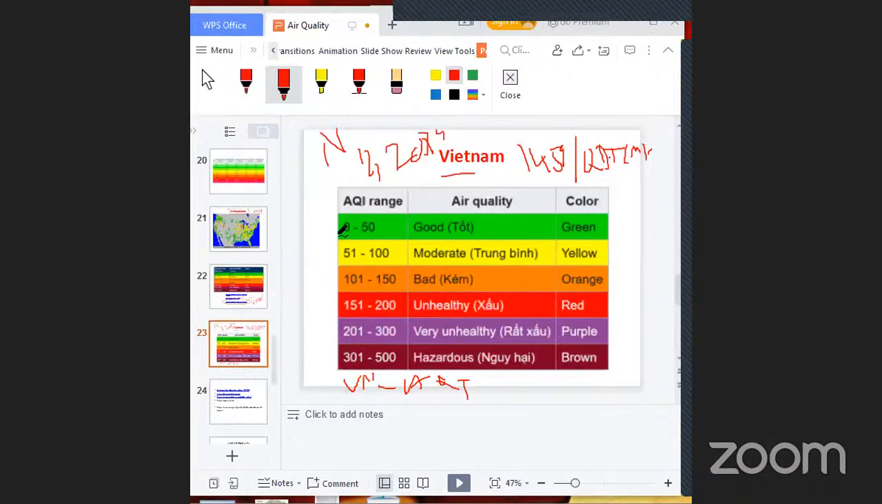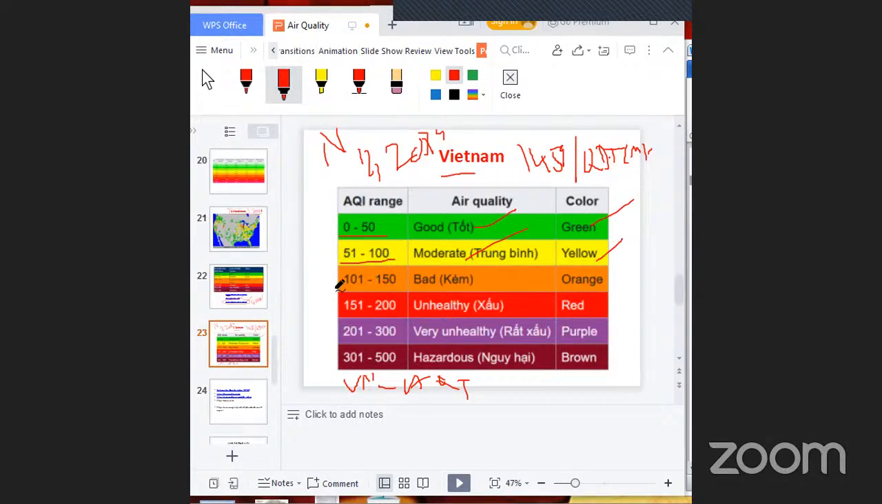You see this, 0 to 50 is good, the color indicated is green, and 51 to 100 is moderate, the color indicated is yellow. 101 to 150 is bad, the color indicated is orange, and 151 to 200 is unhealthy, the color indicates red. 201 to 300 is very unhealthy, the color indicates purple, and finally the last one is 301 to 500, so it is hazardous, and the color indicates brown, right? So this is the Vietnam Air Quality Index.